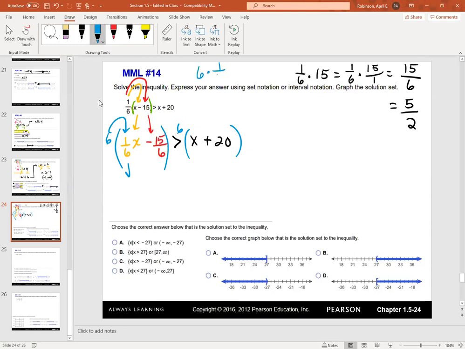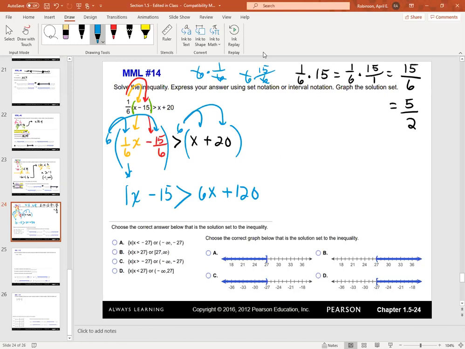6 times 1/6, the 6's just cancel out, and I'm just left with 1x. When I take the 6 times the 15/6, same thing. The 6's cancel out, and I'm left with the minus 15. And then I got to distribute the 6 over here, so I get 6x plus 120. And that just makes it a little easier to solve if you clear out the fractions. You don't have to. If you want to work with the fractions, you may do so.